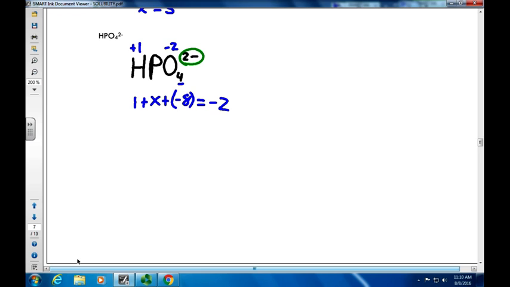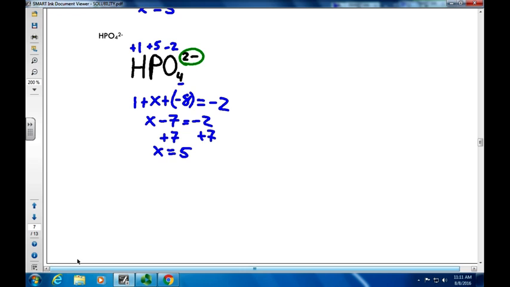If you combine like terms, you end up with x minus 7 is equal to -2. And then you would add 7 to both sides to isolate x. So you find that x is equal to 5. Because -2 plus 7 is equal to 5. Therefore, our oxidation state on phosphorus is +5.